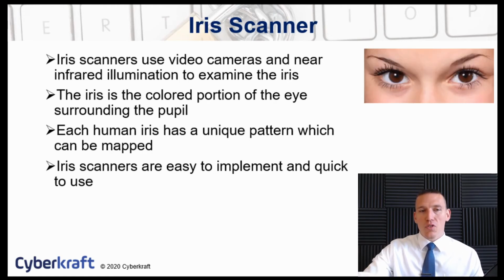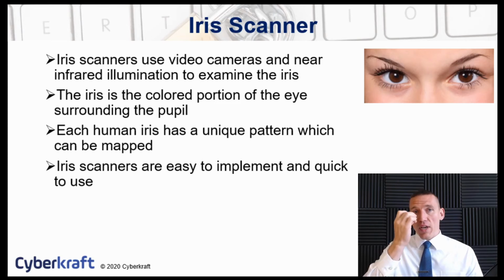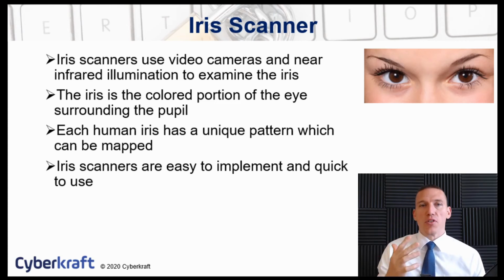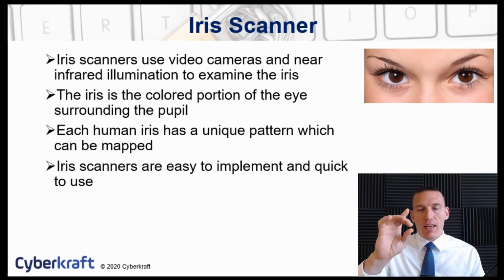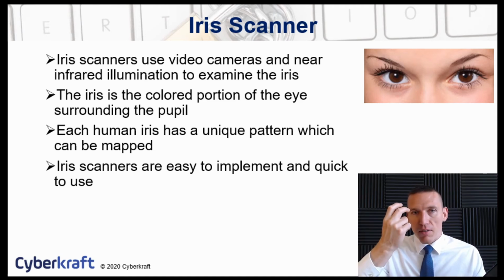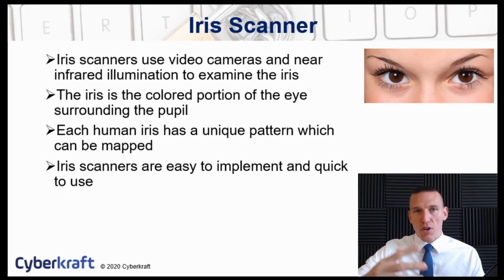This is often confused with an iris scanner. Iris is the colored portion of the eye, and the iris scanner will read the pattern of that iris. Those patterns are unique between different humans. So the iris scanner will use a near-infrared illumination light to shine on the eye and then read that pattern and compare it to a pattern that has already been inputted into the authentication system.